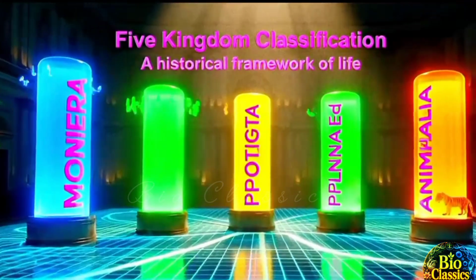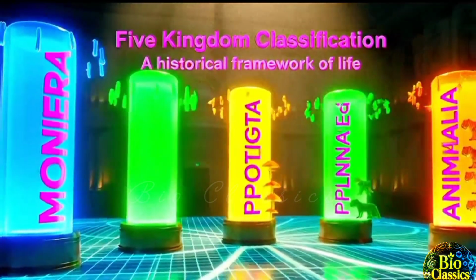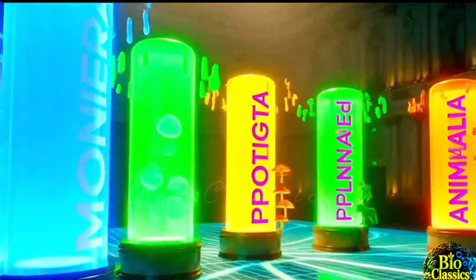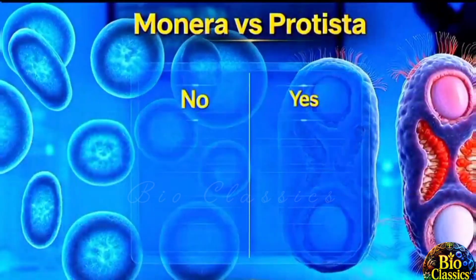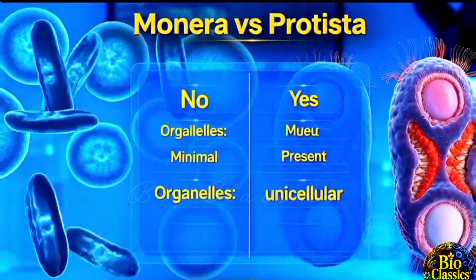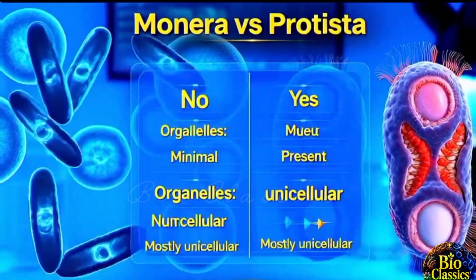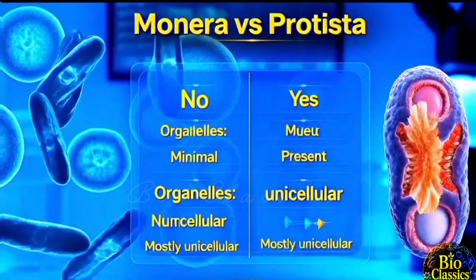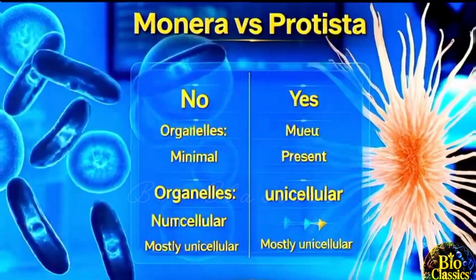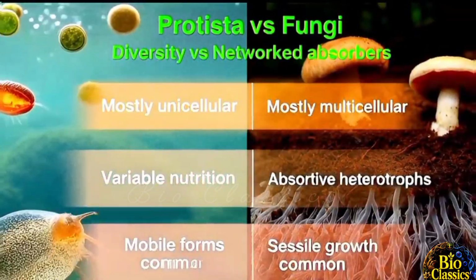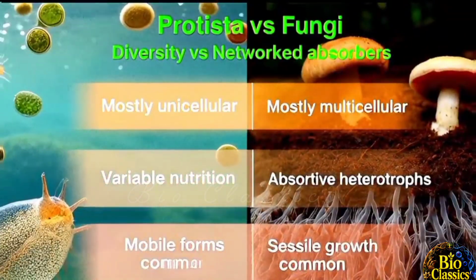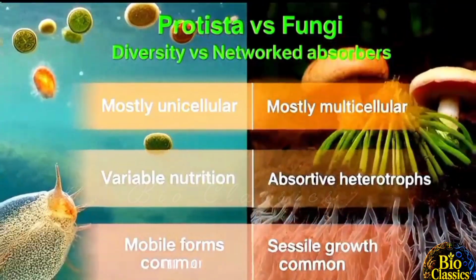The five-kingdom model organized life into 5 broad groups based on key biological traits. Monera lacked nuclei, while Protista possessed eukaryotic cells with internal organelles. Protists were highly varied and often unicellular, whereas fungi specialized in absorptive growth.